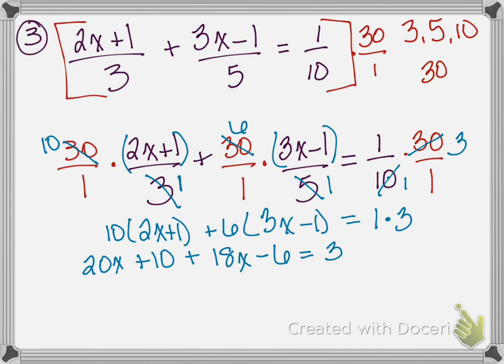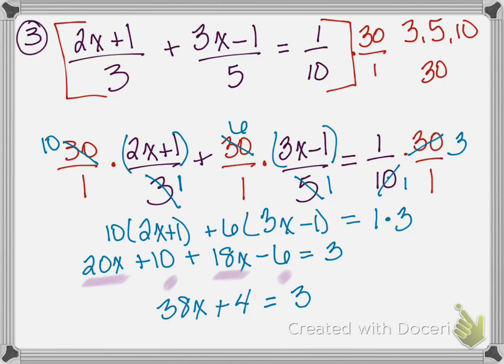It's important to go ahead and combine these like terms. I've got 20x and 18x, and I've got 10 and I've got negative 6. Those are like terms on the same side of the equation, so I am going to combine those before I start moving things to different sides of the equation. So I have 38x plus 4 equals 3.